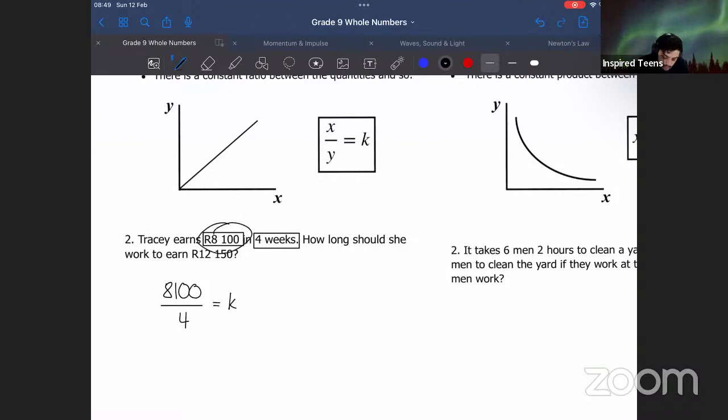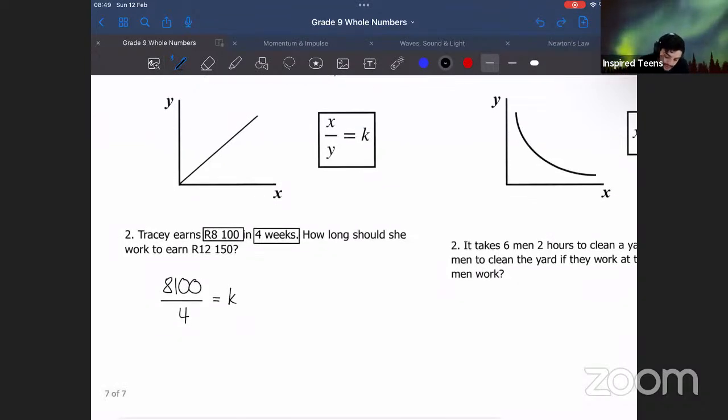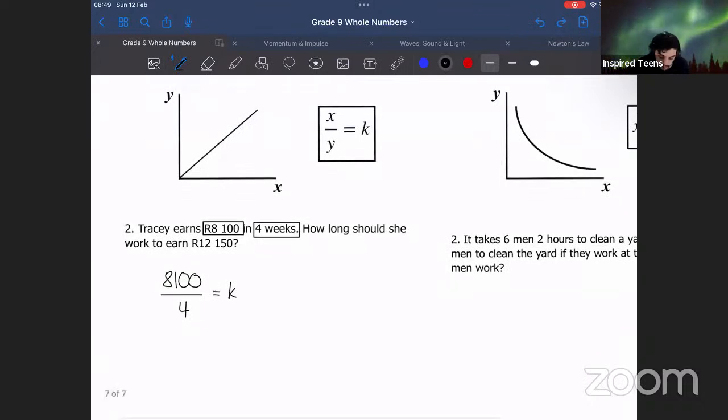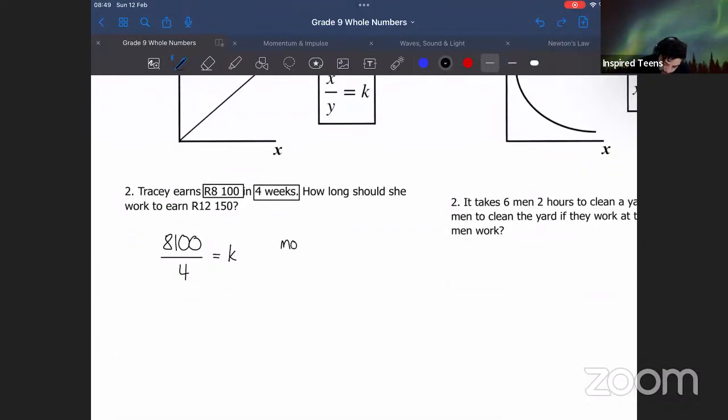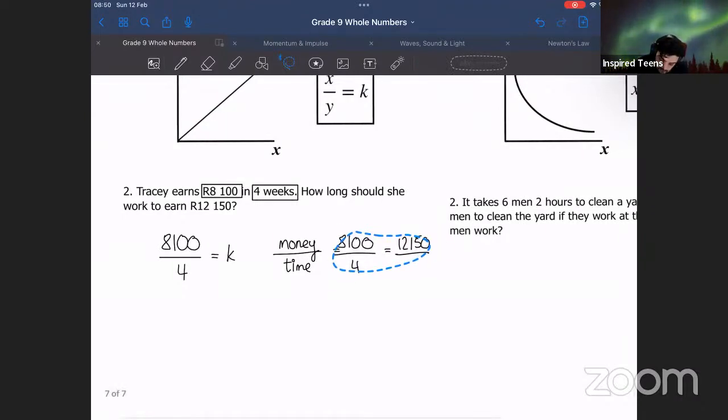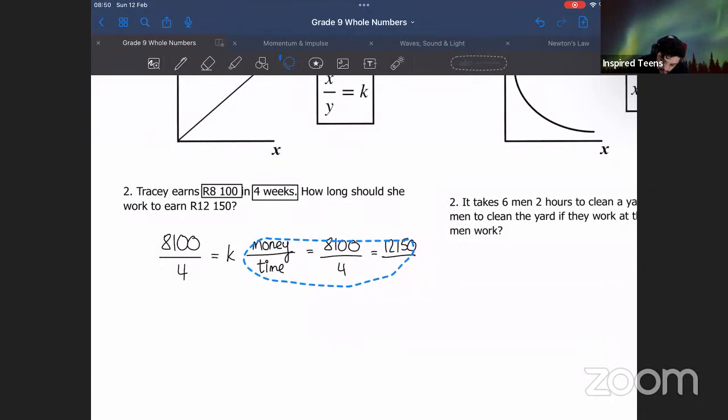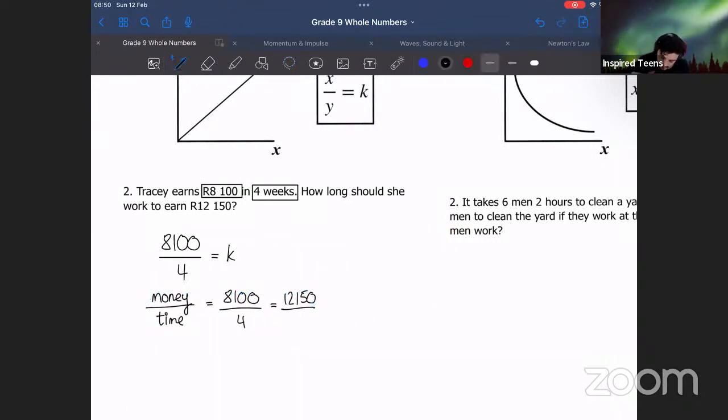So if Tracy earns 8,100 in 4 weeks, we can then use the same ratio because it's a constant ratio. Okay, so we're going to put money over time. So it's 8,100 over 4, and that's going to be equal to, now she wants to earn 12,150, and we're going to divide that by the unknown amount of weeks that she needs to work. Call that W.